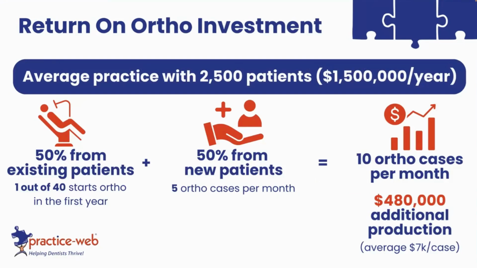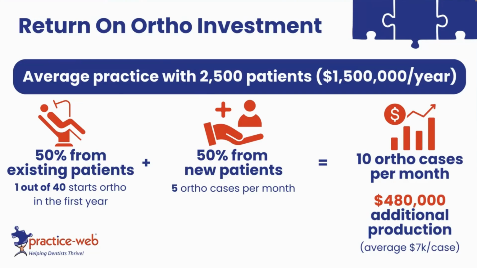If we take a situation where you have an average practice that's producing, let's say, 1.5 million a year with around 2,500 active patients, then we're going to talk about marketing in a little bit. But if you market effectively, and let's say out of all of your new cases per month, 50% comes from existing patients and 50% from new patients. Now, if you have 2,500 active patients, then only 1 out of 40 of those need to start ortho in the first year. That's a very reachable number.